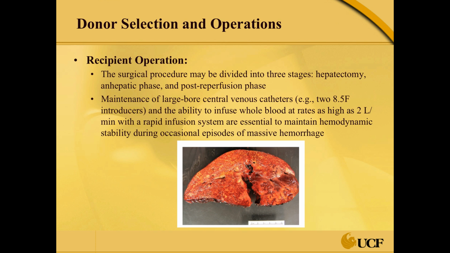So, recipient operation. The surgical procedure may be divided into 3 stages. The first stage is the hepatectomy stage, which is obviously excision of the liver. Then the anhepatic phase, which obviously is where the liver is now missing because it's been removed. And then the post-reperfusion phase. We maintain a large bore central venous catheter and the ability to infuse whole blood at very high rates, as high as 2 liters per minute using a rapid infusion system.